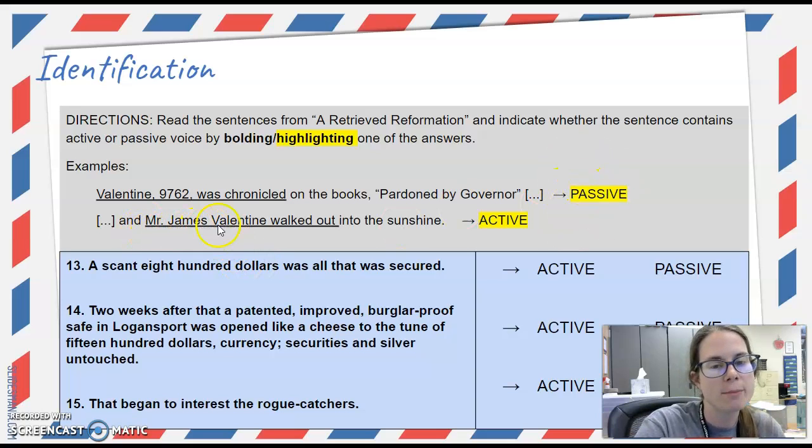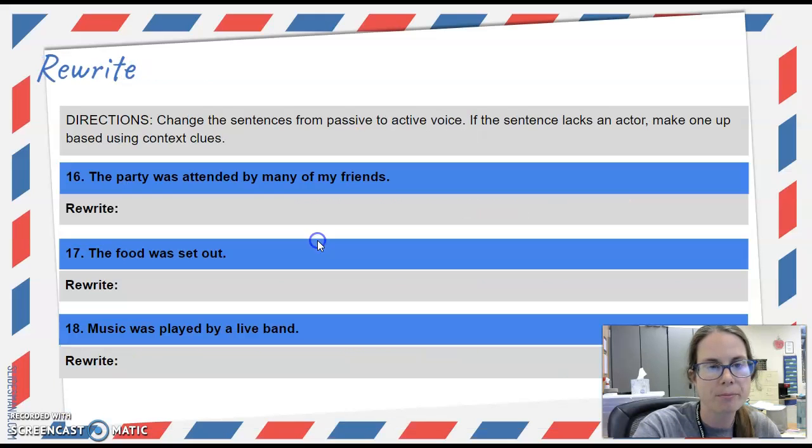And: Mr. James Valentine walked out into the sunshine. Mr. James Valentine is doing the action. He is walking, so that is an active sentence. So read these three sentences and highlight which one they are.